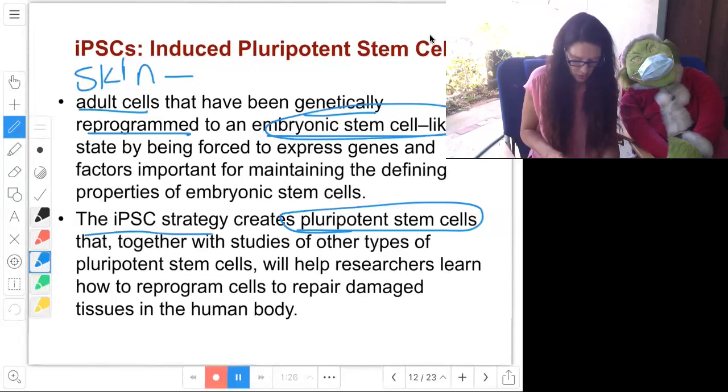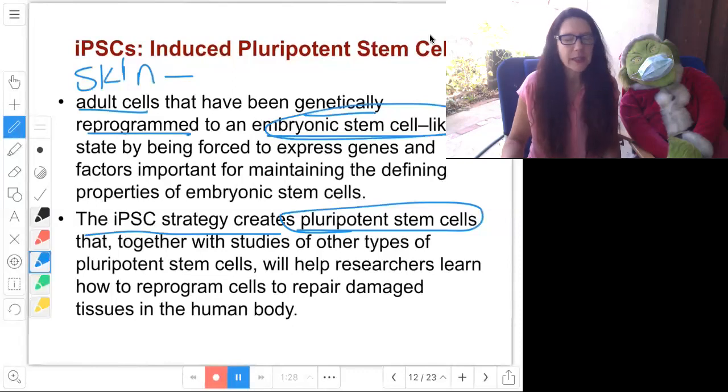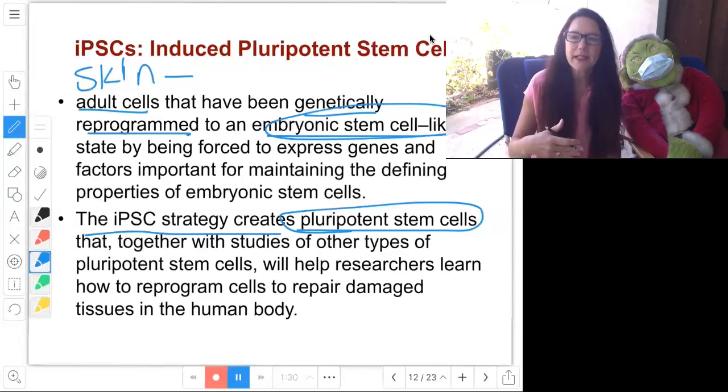So these are super, super, super important. iPSCs come from the person they go back into, so there's no immune rejection. They are one of the most amazing discoveries of our lifetime, and have the most potential to help human health.